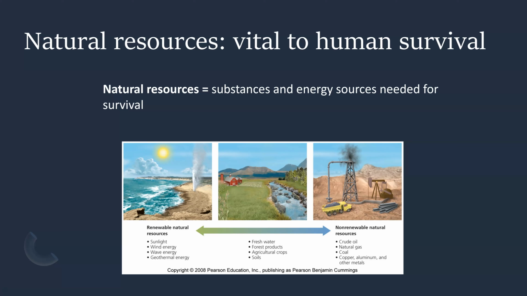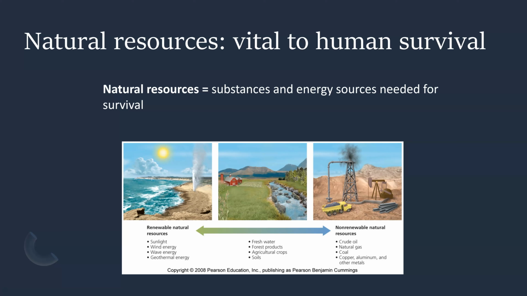And then non-renewable natural resources we have are things like crude oil, natural gas, coal, copper, aluminum, and other metals. So anything that is a mineral or a commodity in that regard would be natural, but it is non-renewable, because once we pull all of that out of the ground, there's no more. It takes millions of years for those things to be created.